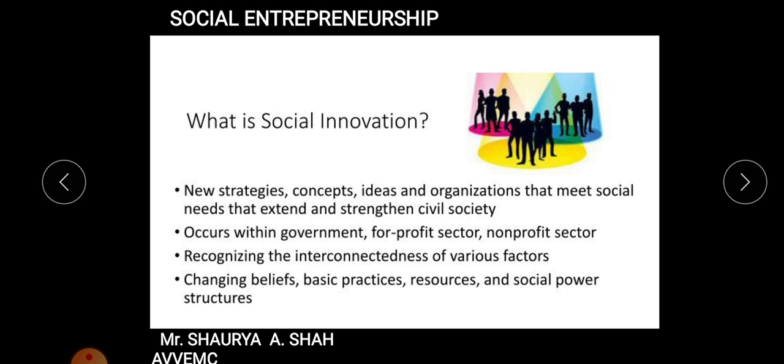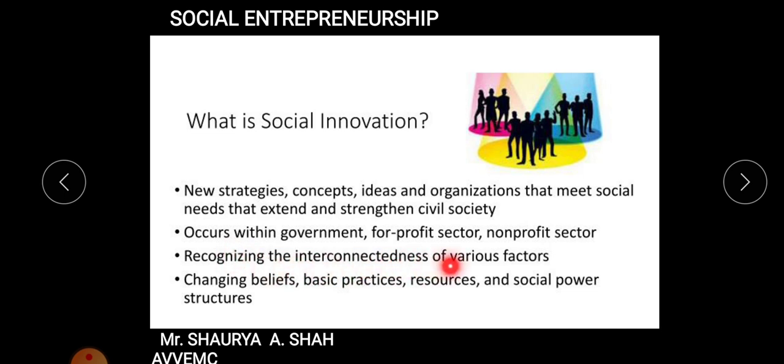Any social entrepreneurship, any social innovation, change in lifestyle, change in the working of the government. It can also be for the for-profit sector, definitely. It can work in private sectors, and it can be for the non-profit sector also. So social innovation can be in any field. It can be for NGOs, for companies, for corporations. So for all that, it is there.